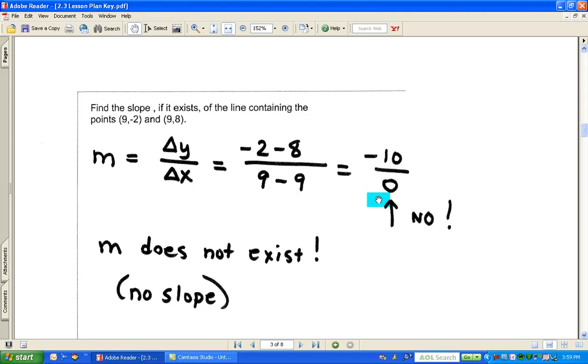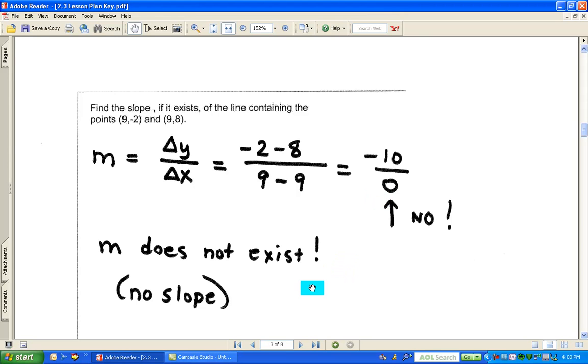What you need to remember from arithmetic, if the denominator becomes 0, in other words, if you end up dividing by 0, you've got garbage. If you have a calculator in front of you right now, if you tried to put -10 divided by 0 in your calculator and hit enter or equals, it would tell you error. A denominator cannot become 0. Division by 0 is not allowed. Therefore, this slope does not exist.